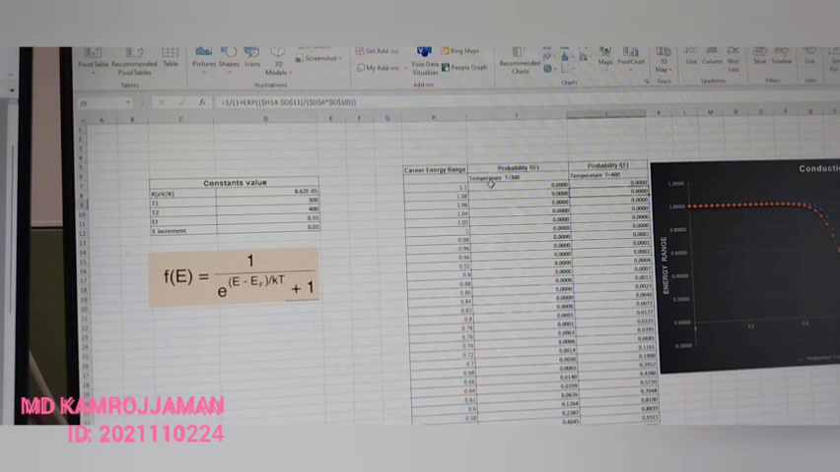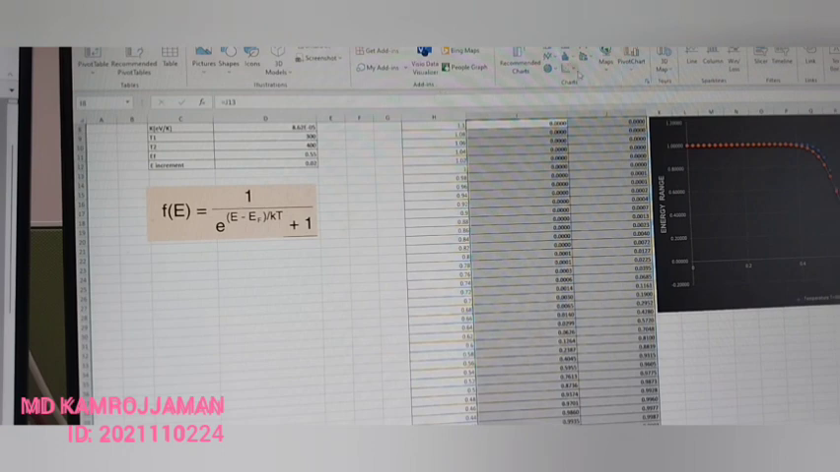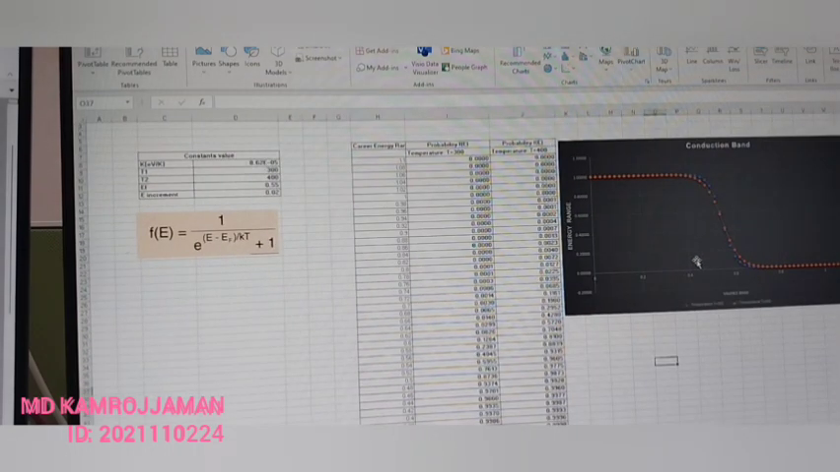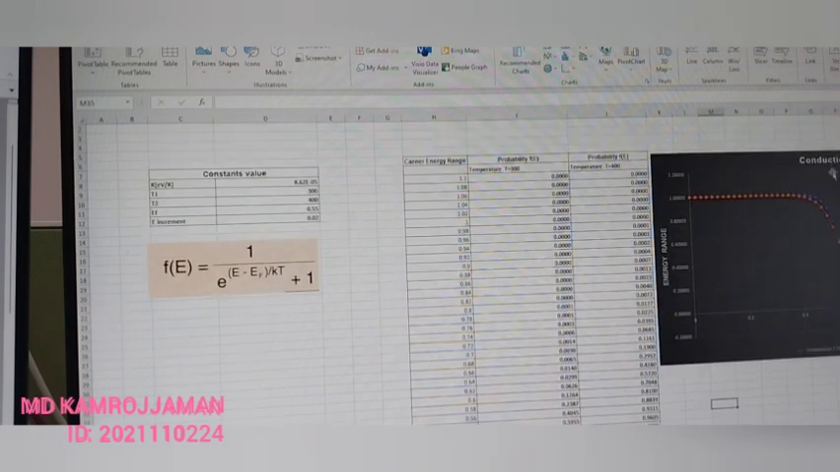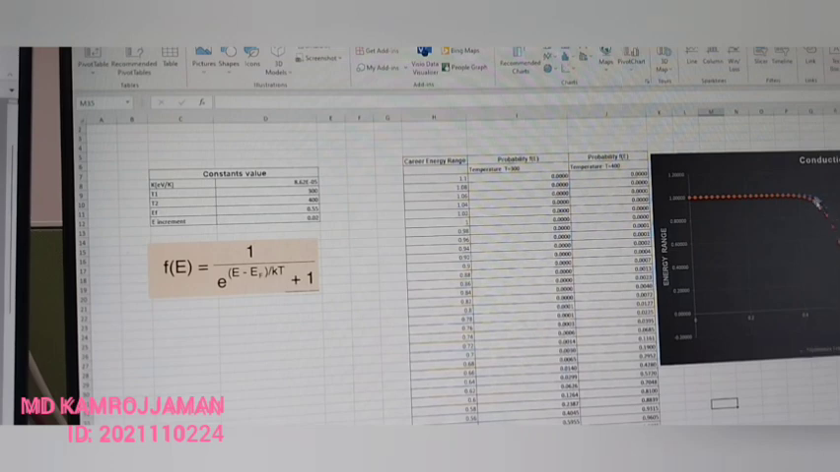So now I need to find the Fermi-Dirac distribution pattern at temperature 300 K and 400 K. If I select both probabilities here, then I can find this curve. Just go to insert and select here, then I get this Fermi-Dirac distribution pattern. So this is the conduction band, this is the valence band, and this side is the energy range, and the blue line is for temperature 300 K and the yellow line is for temperature 400 K.